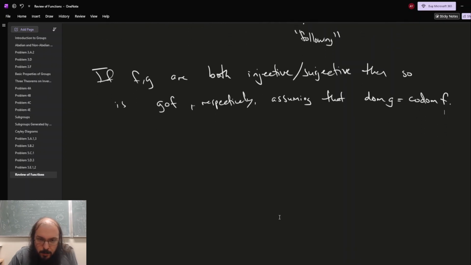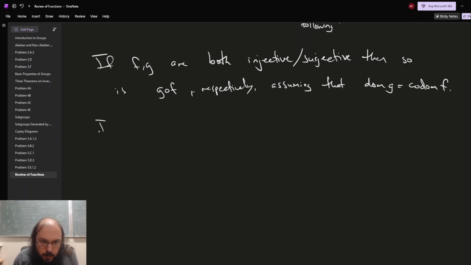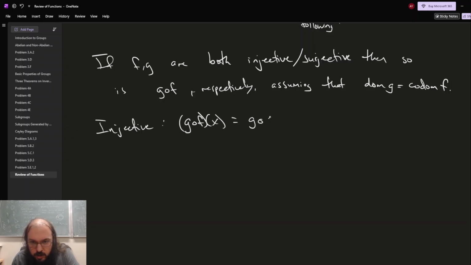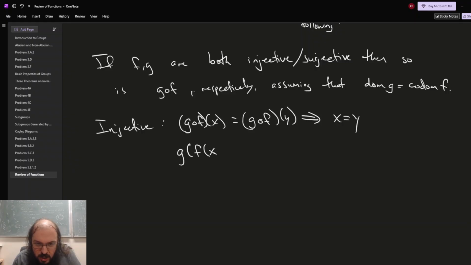So let's see, how does this go? For injective, again, let's look at the contrapositive version. Suppose g circle f of x equals g circle f of y. We need to show that this implies x equals y. And here's how we do this. First, we unravel this definition, so this is g of f of x, and this is g of f of y.